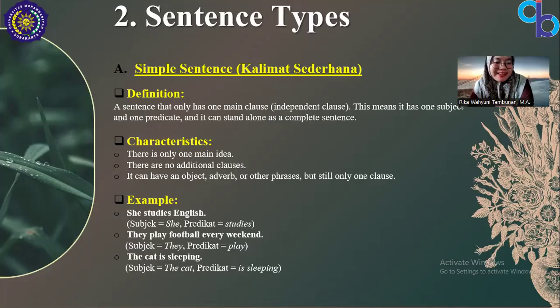Example and explanations. The first example is she studies English. The sentence has one subject, which is she, and one verb, which is studies. It means she does this activity, studying English, regularly. Second example, the cat is sleeping. So the subject is the cat and the verb is sleeping. It tells us what the cat is doing right now.